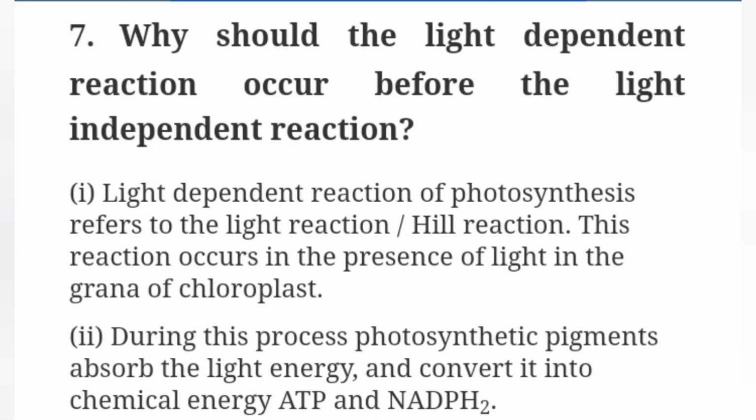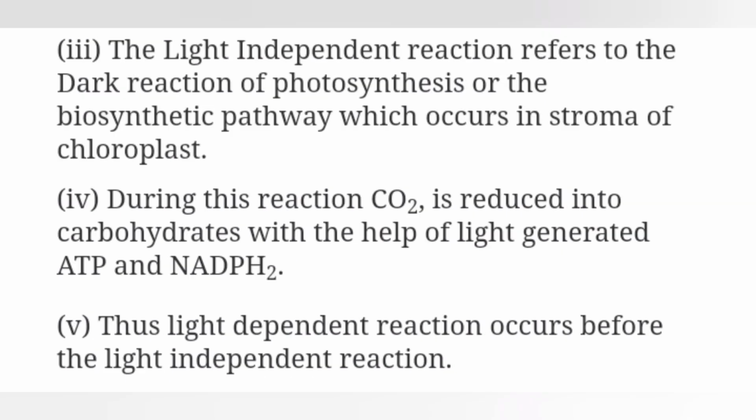Seventh question, why should the light dependent reaction occur before the light independent reaction? First point, light dependent reaction of photosynthesis refers to the light reaction or Hill reaction. This reaction occurs in the presence of light in the grana of chloroplast. Second point, during this process, photosynthetic pigments absorb the light energy and convert it into chemical energy, ATP and NADPH2. Third point, the light independent reaction refers to the dark reaction of photosynthesis or the biosynthetic pathway, which occurs in the stroma of chloroplast.